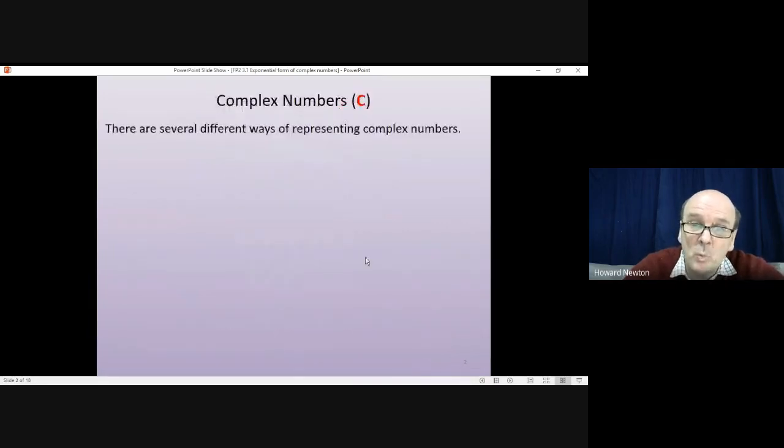There are several different ways of representing complex numbers. The way we were just looking at is called the Cartesian form, where you have z equals x plus yi. So you have something like z equals 5 plus 3i.